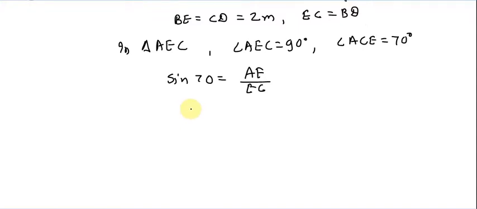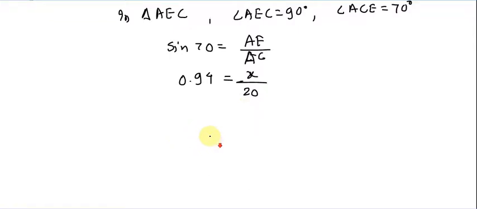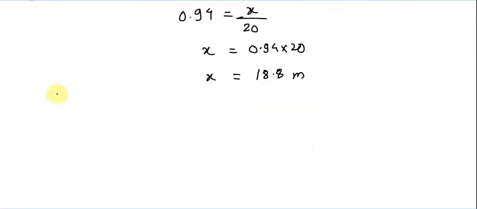So sine 70 is given as 0.94 equal to AE, which is X, upon AC, that is 20 meters, opposite upon hypotenuse. So X is equal to 0.94 into 20 meters. So X is equal to 18.8 meters.